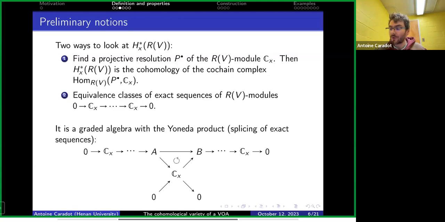So here you have a product, and the Yoneda algebra is also graded, where, as you can expect, the space of degree n will be given by the exact sequences of length n. So the short exact sequences will be the space of degree 1, and so on.